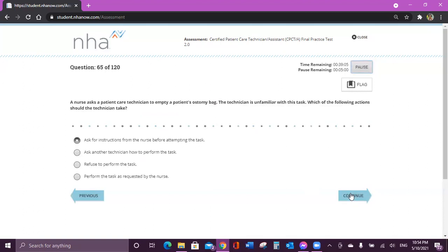A nurse asks a patient care technician to empty a patient's stomach bag. The technician is not familiar with this task. Which of the following actions should the technician take? Ask for instruction from the nurse before.